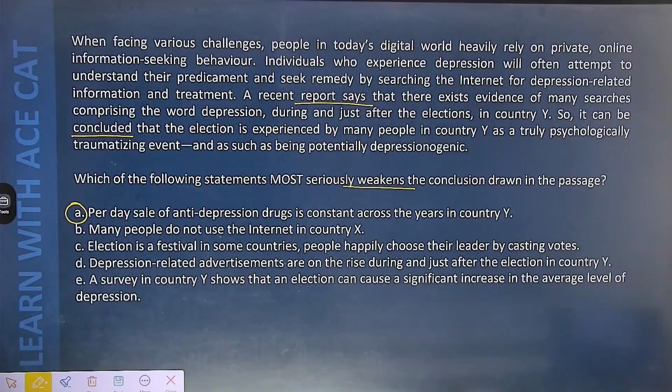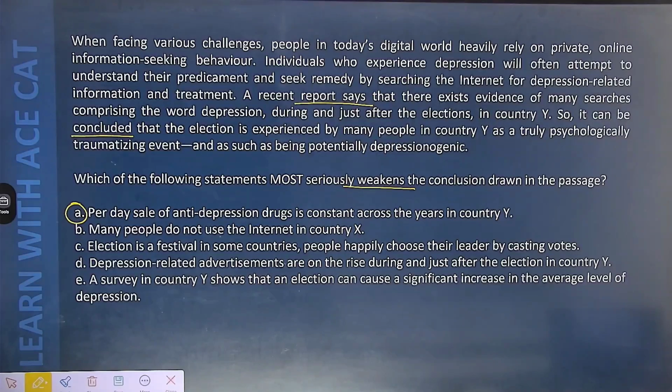Coming on the various other options as well. So many people do not use the internet in country X. Anyway, students, we are actually talking about country Y. And even if I consider it to be country Y, even the second option cannot be the correct answer. Because even if many people are not using internet, at least whatever number of people are using internet, उन पर तो students ये conclusion सही हो सकता है ना. तो ये कहना कि बहुत सारे लोग इंटरनेट यूज नहीं करते हैं, it hardly matters. And moreover, it is about country X, whereas the discussion is about country Y.